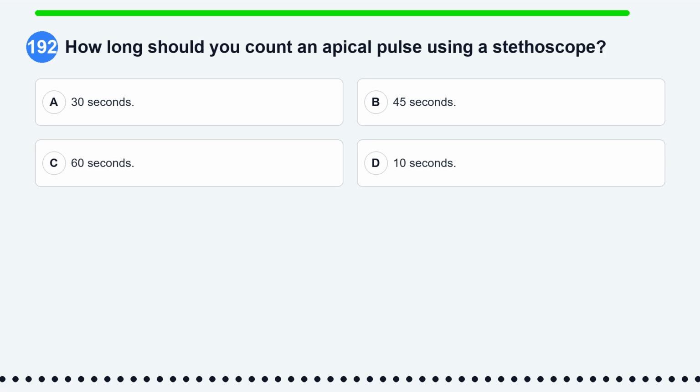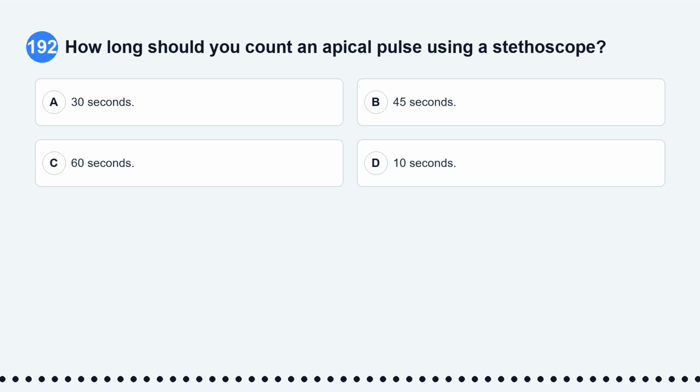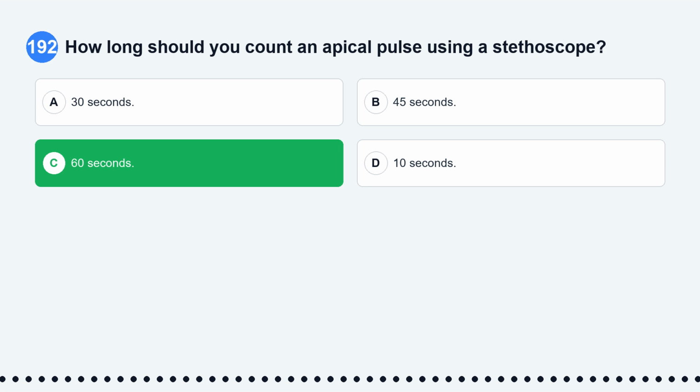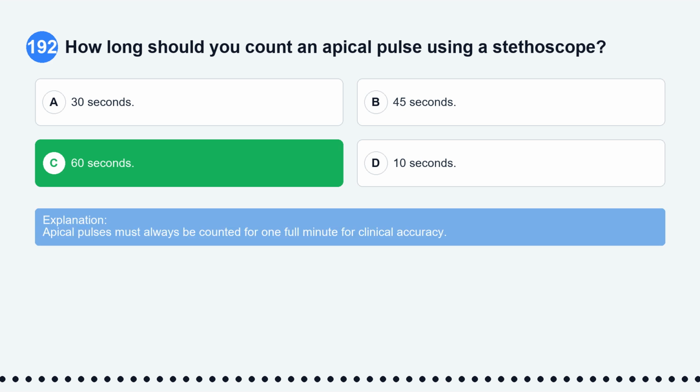Question 192. How long should you count an apical pulse using a stethoscope? Option A, 30 seconds. Option B, 45 seconds. Option C, 60 seconds. Option D, 10 seconds. The correct answer is option C, 60 seconds. Apical pulses must always be counted for 1 full minute for clinical accuracy.